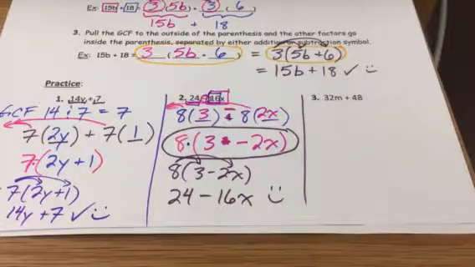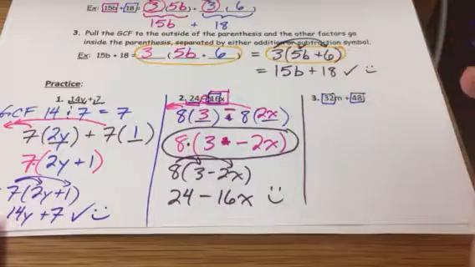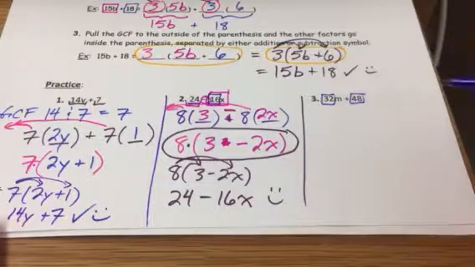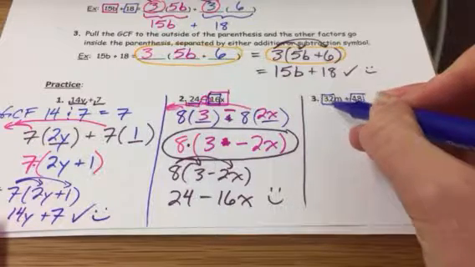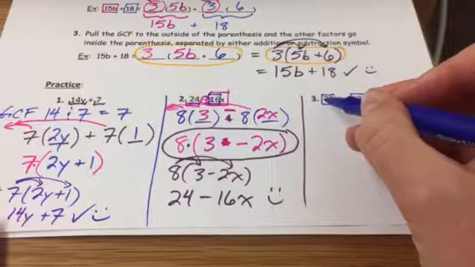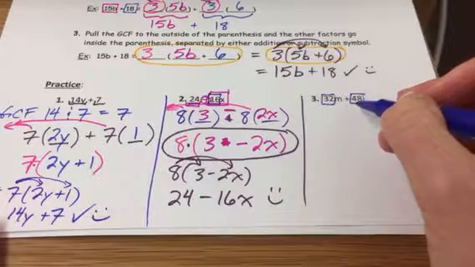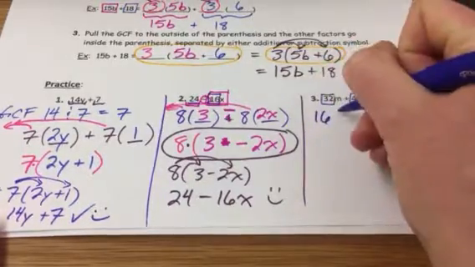This last one, we've got 32m plus 48. So I'm going to look at 32 and 48. Let's see, for my greatest common factor, they're both divisible by 2. They're both divisible by 4. They're both divisible by 8. I do believe 8 is going to be my greatest common factor, although let's see, 16. 16, I believe, goes into both of these. So 16 is actually my greatest common factor.